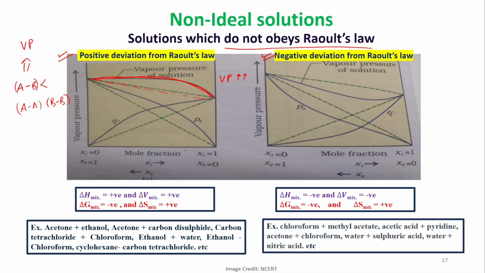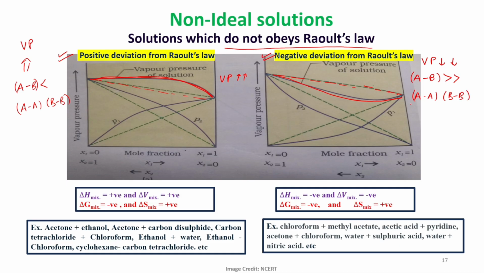Similarly, for negative deviation, this is the expected line based on the calculation of Raoult law, and this is the actual line. So that means actual solution is having less vapor pressure than calculated. So why is it having less vapor pressure? Because the moment we mix these types of solvents, after mixing the interaction increases. So after mixing, AB interaction becomes higher than AA or BB.